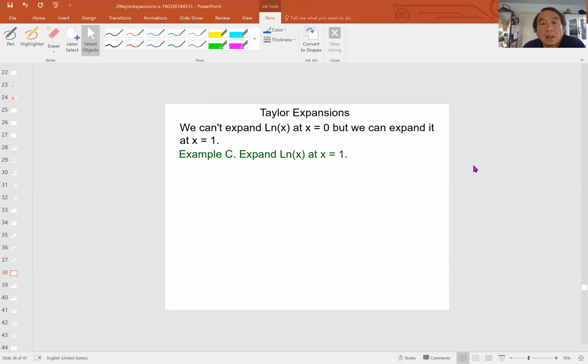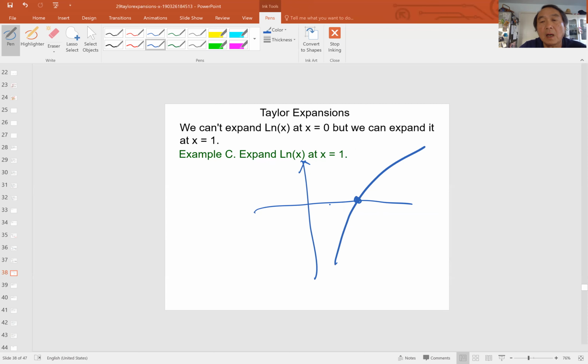Okay. Log of x is not defined at 0, but we can find a series polynomial around 1. So here's a picture of log of x. I want to know, what's the Taylor polynomial for the linear approximation? Then what happens if I were to approximate with a parabola? And how about even better, what happens if I approximate with a third degree function? So how do I calculate those approximations at 1?